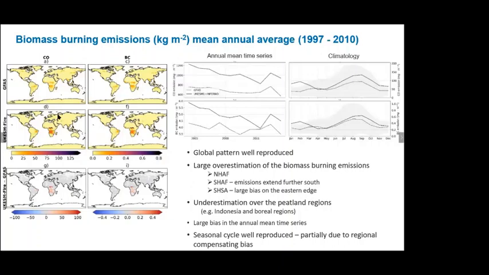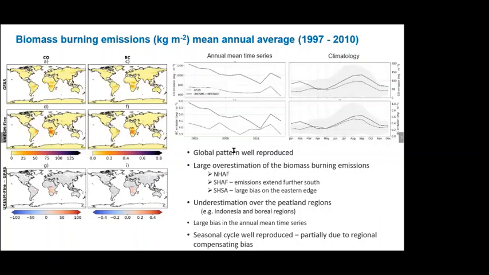There are some bits that we cannot see in here, which is that we underestimate the fire emissions in some of the tropical peatland areas, as well as the boreal regions. But this doesn't dominate the global picture. So we focus much more on the Africa and South America regions.